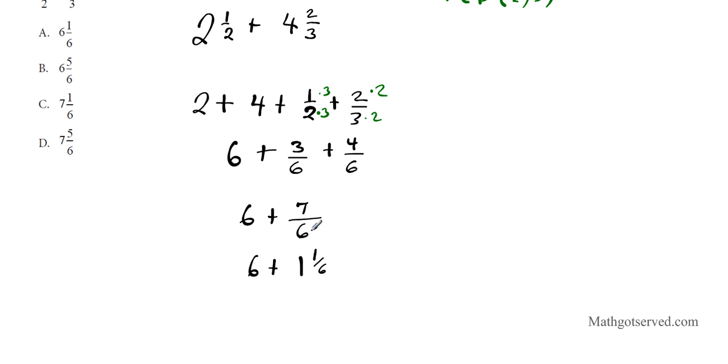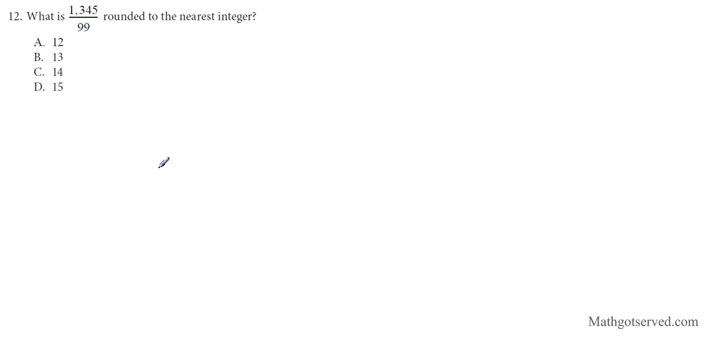So basically, you just divide, right? And now we can just add 6 to the whole number, which is 1. And that gives us 7, and with that fraction, 7 and 1/6. All right, so the answer is option C. Now, let's take a look at question 12.